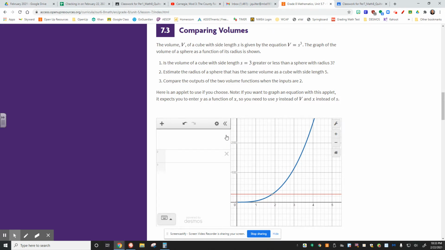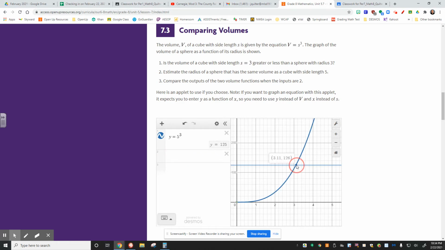Let's go ahead and clear that one off, and let's look at the second one. It says, estimate the radius of a sphere that has the same volume as a cube when the side length is 5. So when we look at this one, remember that we're using Y instead of V, Y is equal to X, which is 5 in this case, cubed. There is another shortcut you can do with this. You can press Shift and 6. It's the caret button that will raise this up to the third power. We see that Y is 125.